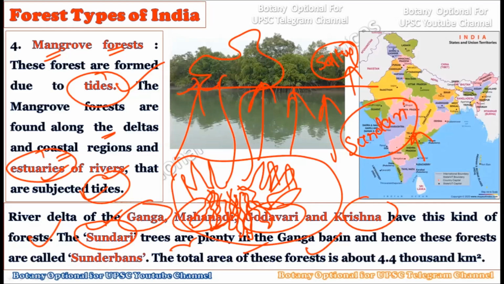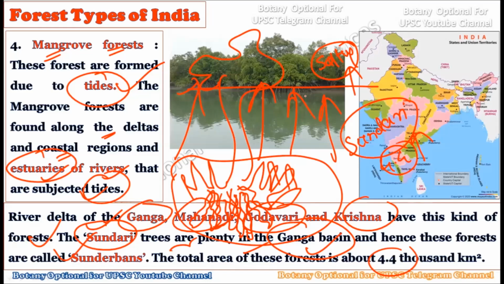So Sundari you will find along the Ganga basin, and hence these forests are also called the Sundarbans. You must have heard this word Sundarbans in relation with the Ganga or in relation with the West Bengal area, because where the Ganga flows, along the river shores you will find the presence of the Sundarbans, because of the presence of one mangrove plant species which is called the Sundari. So the Sundarbans are located in the Ganga basin, and the total area of this forest is only 4.4 thousand square kilometers. Basically these are forests found in India along the rivers.